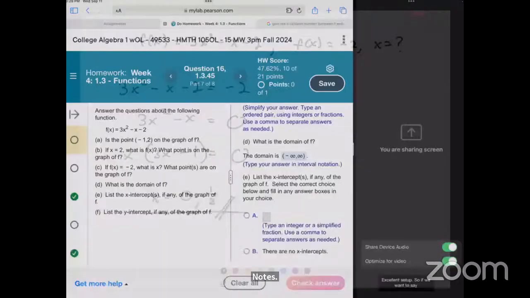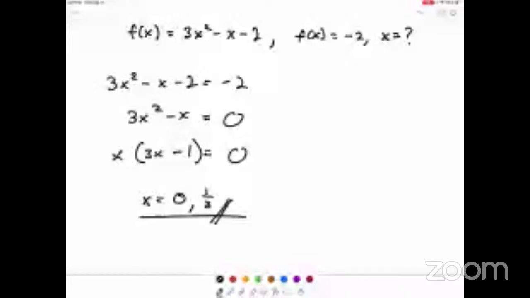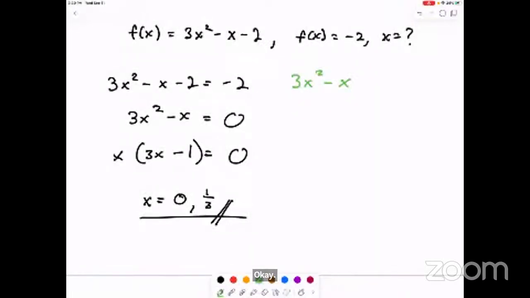So for this one, we want to set y equal to 0. So we have 3x squared minus x minus 2 equal to 0. All right, so I want to use my AC method of factoring. If I'm going to factor this, I'm looking for two numbers that multiply to give me -6 and add to give me -1.